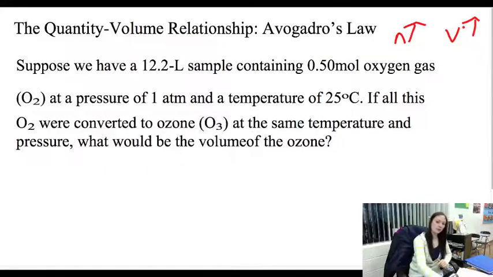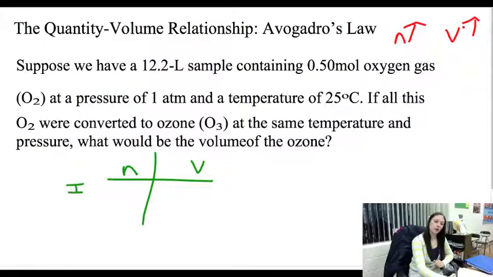And we do the same thing we did before. I'm going to have amount and volume as my two things. I'm going to look at where we are initially, where we are finally, and then how it changes. So suppose I have a 12.2 liter sample containing half a mole of oxygen gas at a pressure of 1 atmosphere, a temperature of 25 degrees Celsius. If all of this O2 is converted to ozone at the same temperature and pressure, what would the volume of the ozone be?